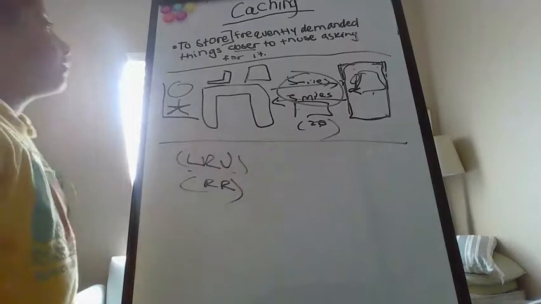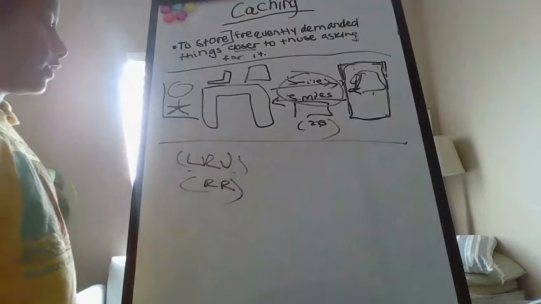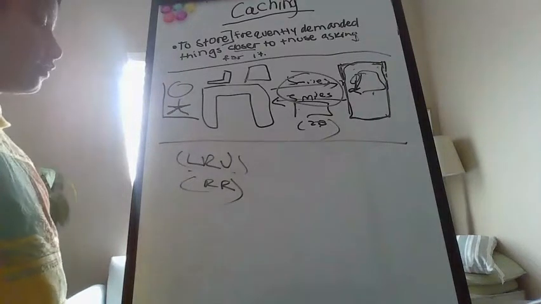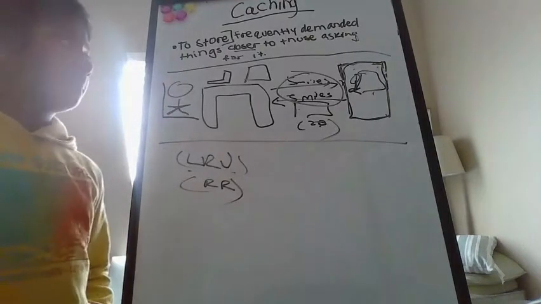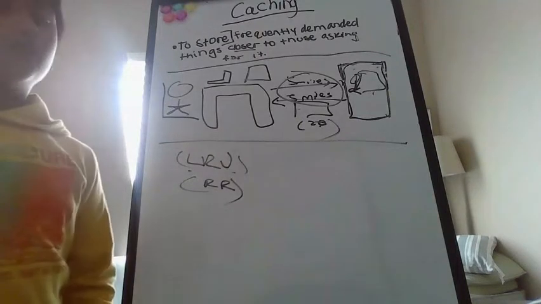So it's just going to take out a random book. It's pretty simple, but yeah. So we have LRU and RR, so least recently used and random replacement. So yeah, that is what caching is and why it's useful.